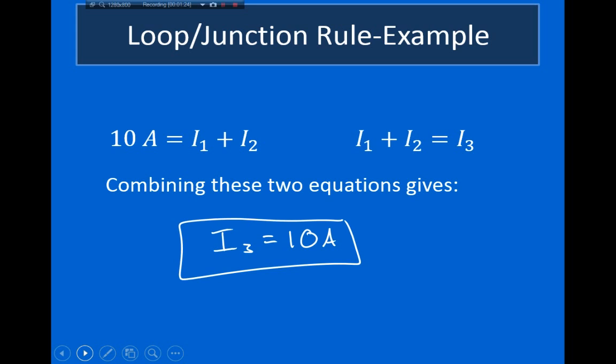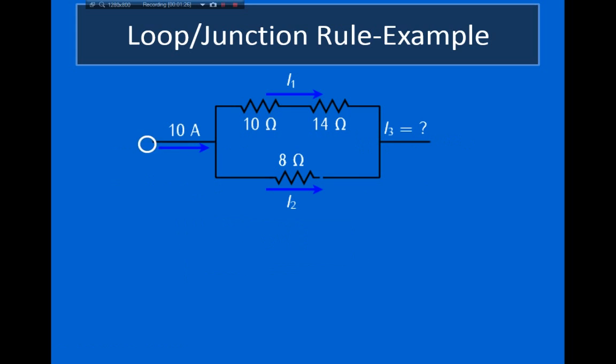And hopefully you can just see that right away. If I have current flowing in from the left that's 10 amps, and then it goes through these two branches and comes together and flows out the right end, then the current flowing out the right side of the circuit also has to equal 10 amps.